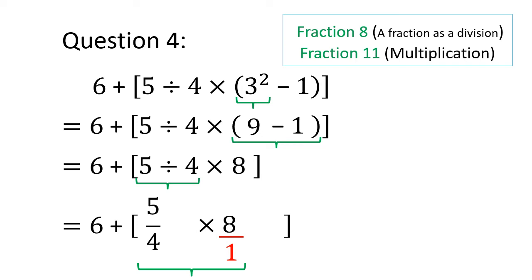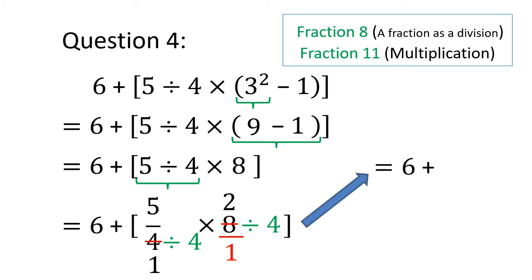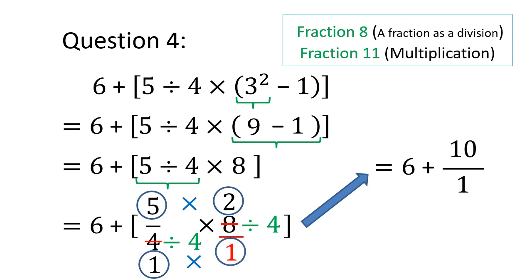For the multiplication of fractions, we can cancel first. Check the numerators and denominators. The numerator 8 and the denominator 4 have the common factor 4. 8 divided by 4 is 2, and 4 divided by 4 is 1. Nothing changes to 6 plus. In the fraction, 5 times 2 is 10 in the numerator, and 1 times 1 is 1 in the denominator. So we have 10 over 1.